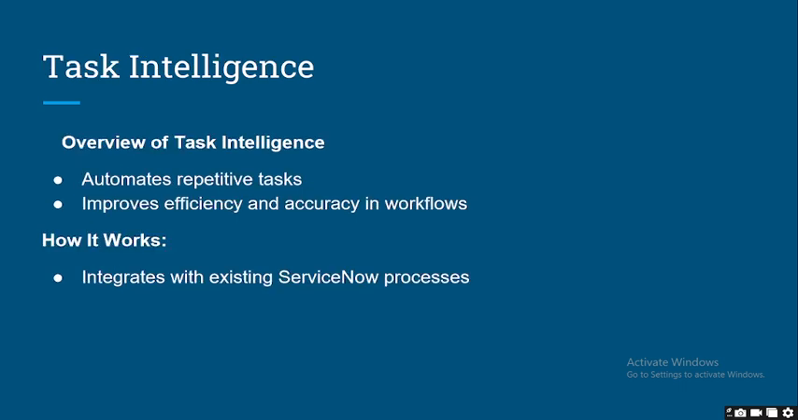Next we have task intelligence. Task intelligence is an extension of predictive intelligence in ServiceNow. Why are we using it? It does the same thing: it automates repetitive tasks and improves the efficiency and accuracy of the workflow. As for how it works, we will integrate existing ServiceNow processes with our task intelligence models. Here we can also use sentiment analysis, Doc Intelligence overview, and model categorization. All of these features we are going to learn.